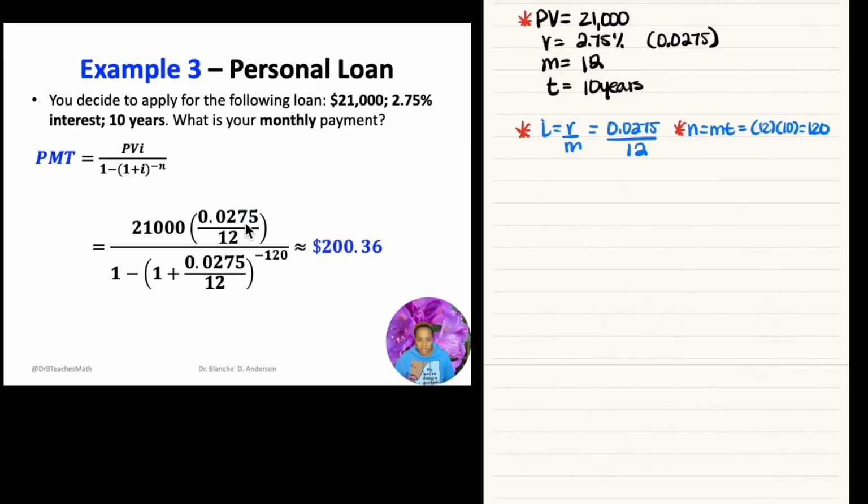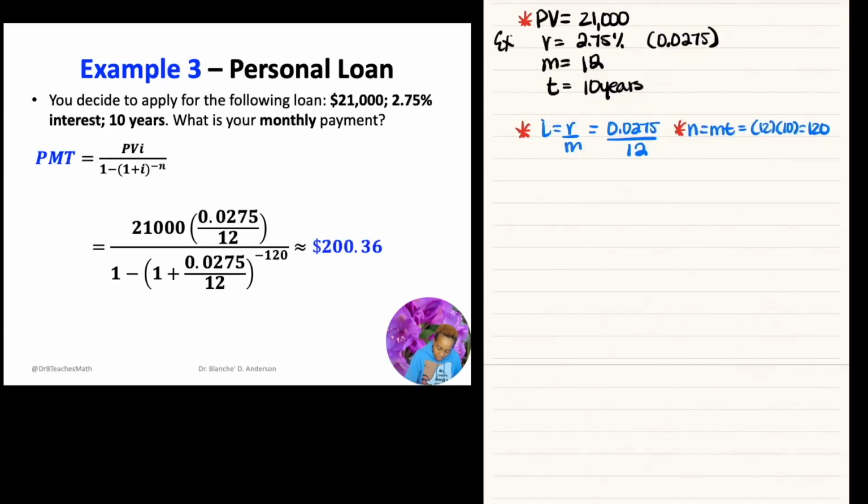So in your calculator, you'll do this first. Multiply that by 21,000. That's for the numerator. In the denominator, do this first, add 1, and then raise that whole thing to the negative 120. And then take 1 minus that. When you do that, you should end up with $200.36 per month for your payment. Okay? That was example 3.